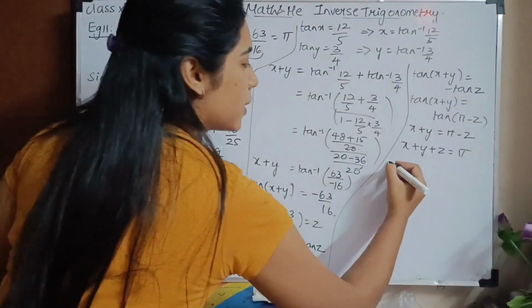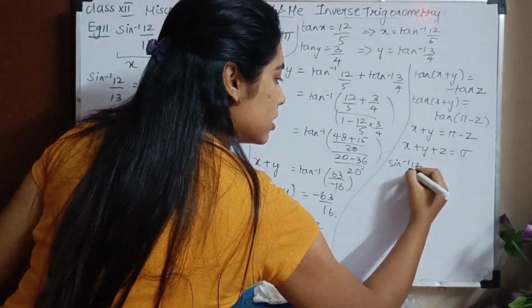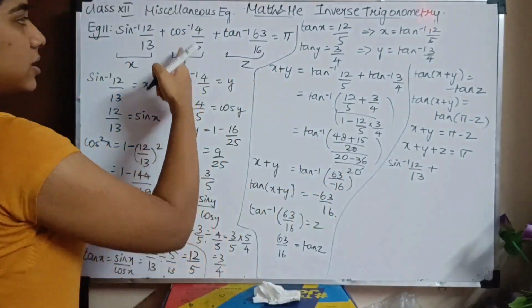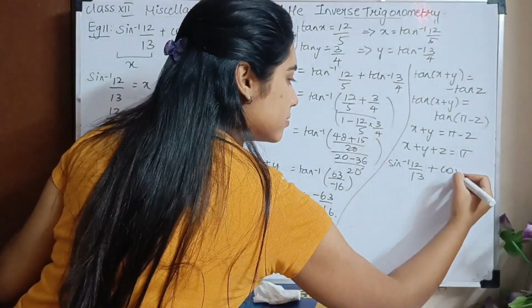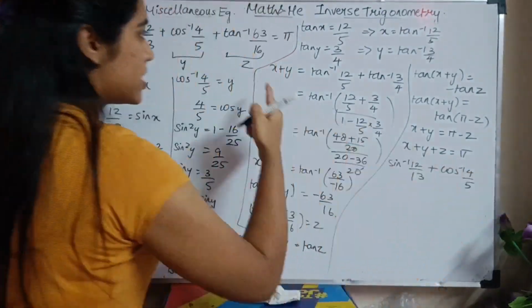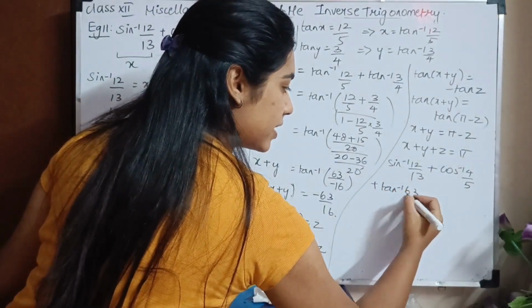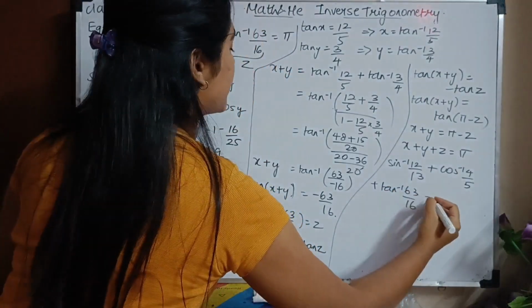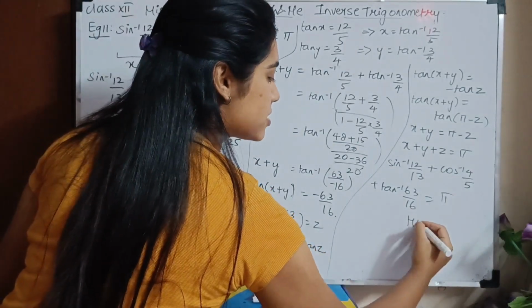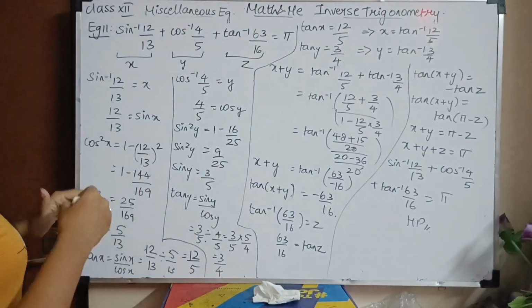What is your x? Sine inverse of 12 by 13. What is your y? Plus cos inverse of 4 by 5. What is your z? Tan inverse of 63 divided by 16 equals pi. So hence proved. Simple. You understood what I did here?